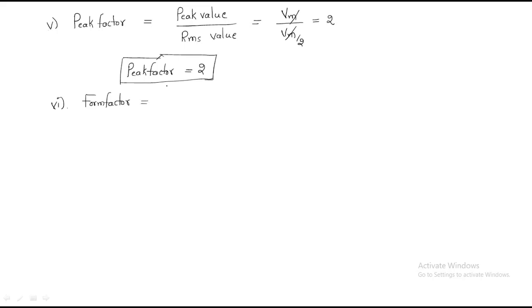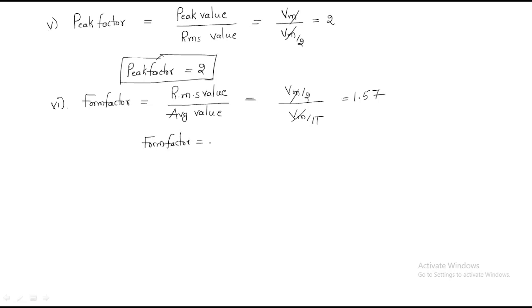What is the form factor? It is the ratio of RMS value to the average value. What is the RMS value? Here the RMS value is Vm by 2. What is the average value? Average value is equal to Vm by π. Simplifying it, you will get the form factor as 1.57. Once you check it, if there is any mistake, please inform me. This is the form factor.